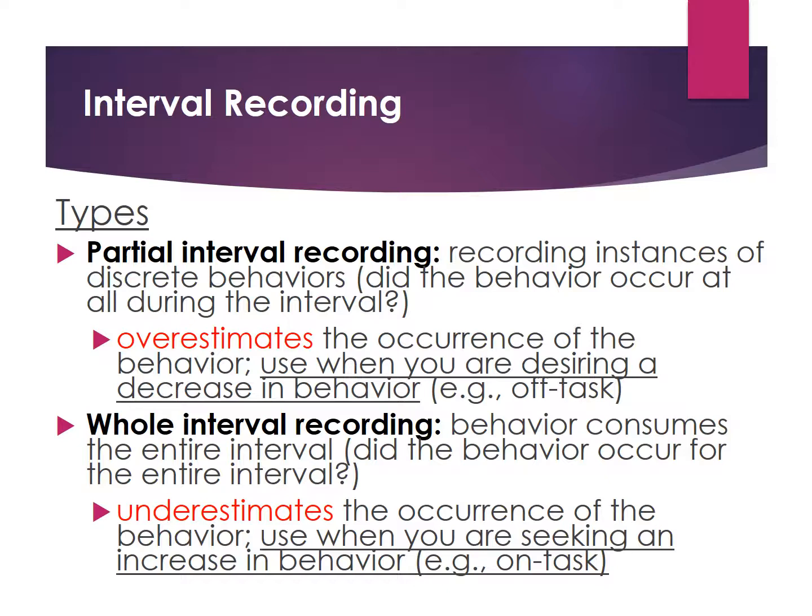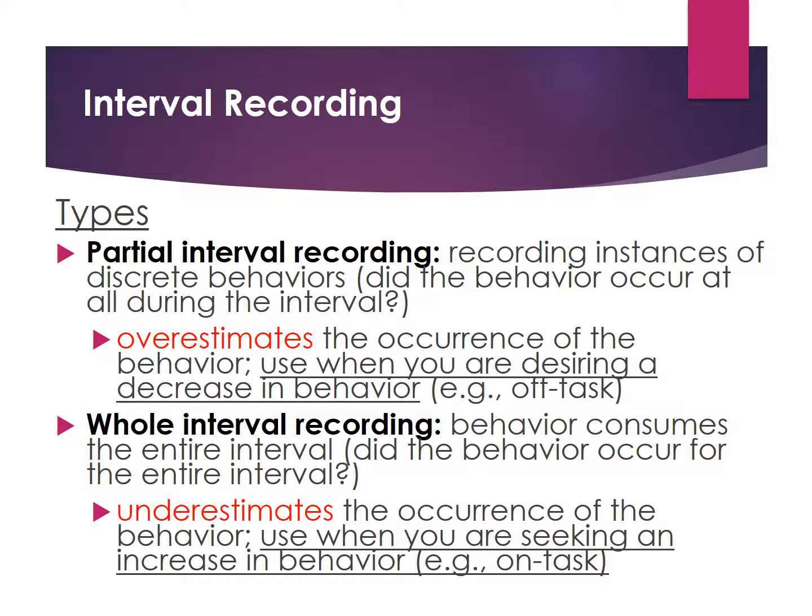The next recording system is called interval recording. There are two types of interval recording. One is partial interval recording and one is whole interval recording. When using partial interval recording, you would be recording if instances of the discrete behavior occurred at all during that interval. Using partial interval recording overestimates the occurrence of behavior.